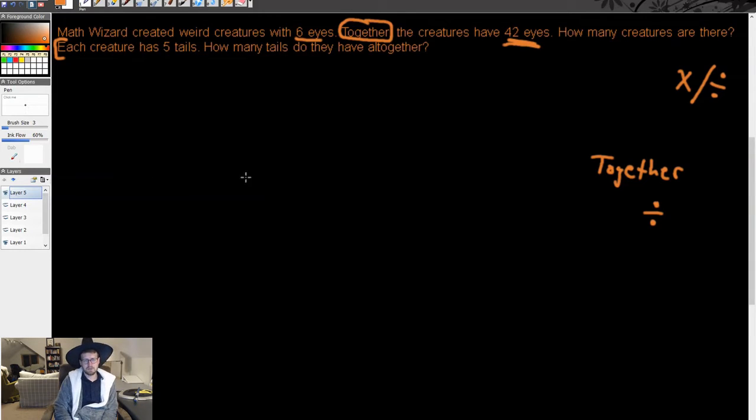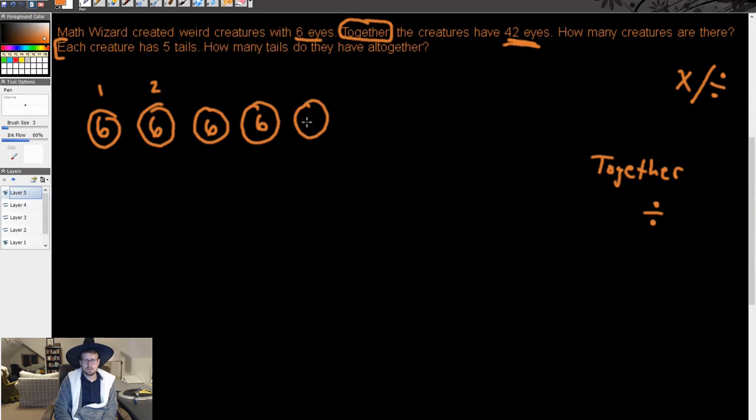What I'm asking myself here is how many groups of 6 eyes will I need until I have 42 eyes? Okay. We could do this by writing 42 in the middle, but I'm going to do it a different way and count by creatures. So 1 creature, 2 creatures, 6, 12, 18, 24, 30, 36, 42.